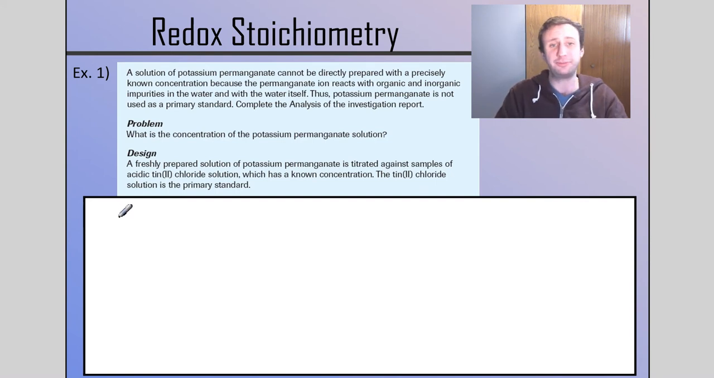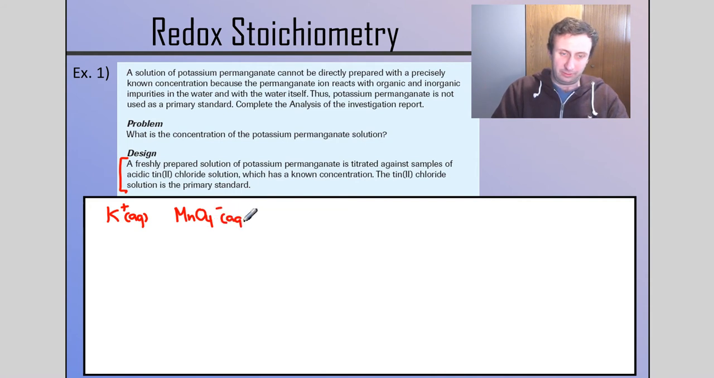So a solution of potassium permanganate. Well, actually, let's go to design. This is where the information is that we care about. So a solution of potassium permanganate. So I'm going to separate this into the two ions that I have that make it up. So I have K positive aqueous, and then I have MnO4 minus aqueous. Right, so to dissociate potassium permanganate into its two ions.